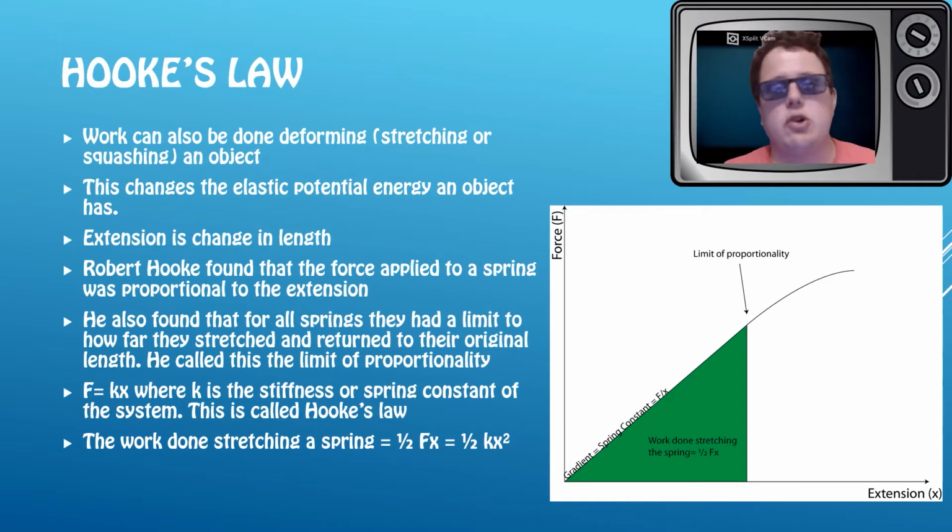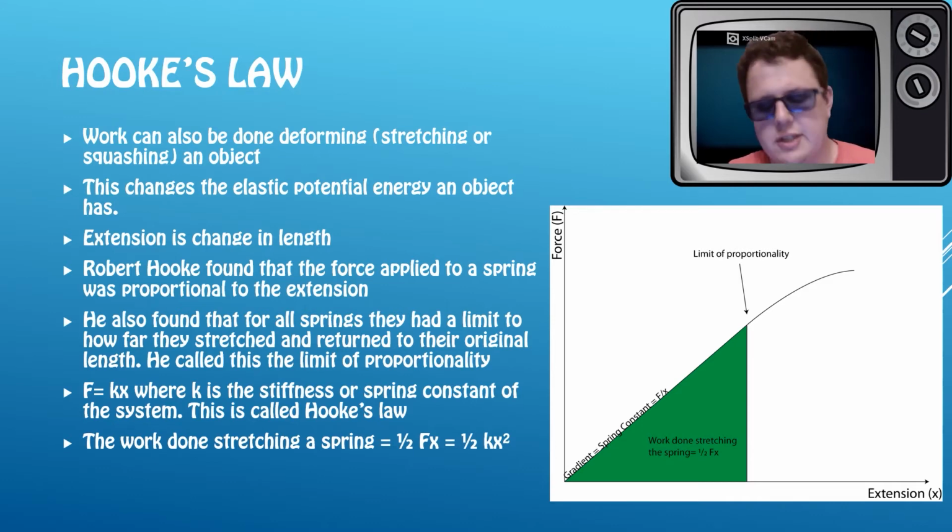Now, if we draw a graph of this, like below me, we get a graph of force against extension. If we do force times extension, force times the distance is work done. So the area in here, green, is the work done stretching the spring, or the energy stored in the spring. And you can see it's a triangle. Area of a triangle is a half base times height. So that gives us our equation for the work done stretching a spring being a half F times x.